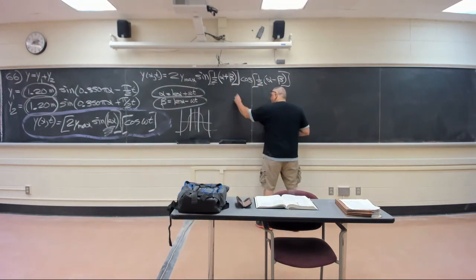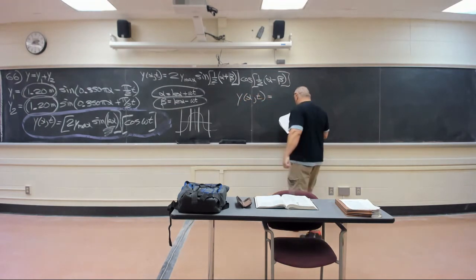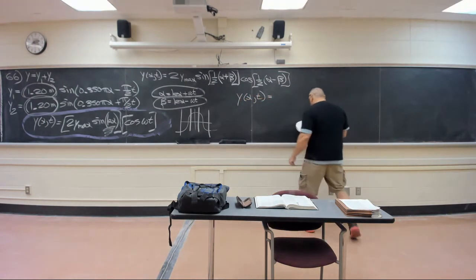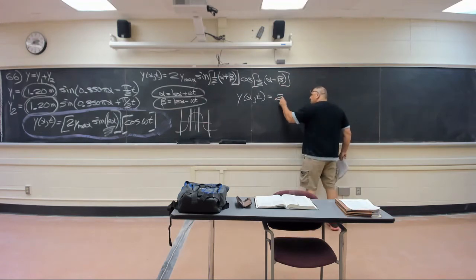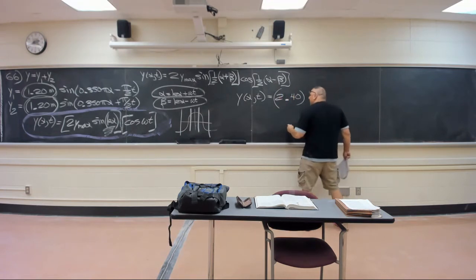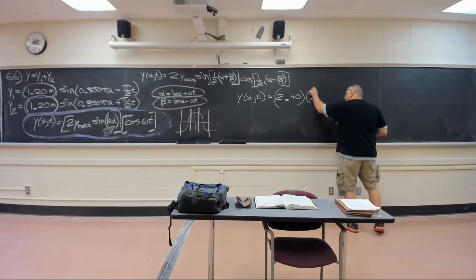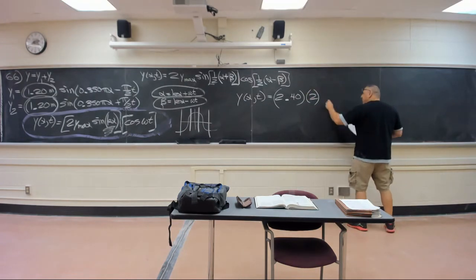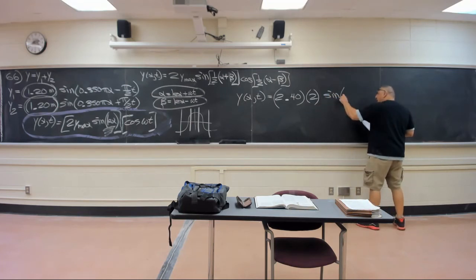Well, you've got y of x comma t. Now you saw what I did for problem number 65, guys. Let me just do it again. Let me factor the 2.40 out of there times 2 times, and now let's see what we got here. Be careful. Who's who? Well, here's your kx.